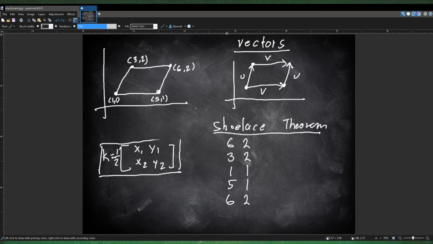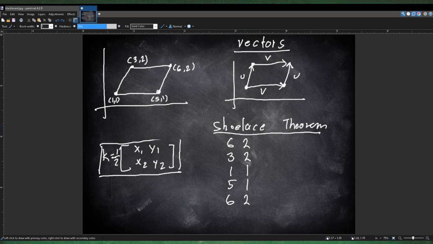So 6, 2 to 3, 2 is this line. 3, 2 to 1, 1 is this line, and 1, 1 to 5, 1 is this line, and then 5, 1 to 6, 2 is this line. So then we make a parallelogram with two of these lines, and we get the area. Then we work with the next two, and we get this one. And then we add them together to get the area of our entire shape. And that's why we write it like this. So that was just all for explanation.